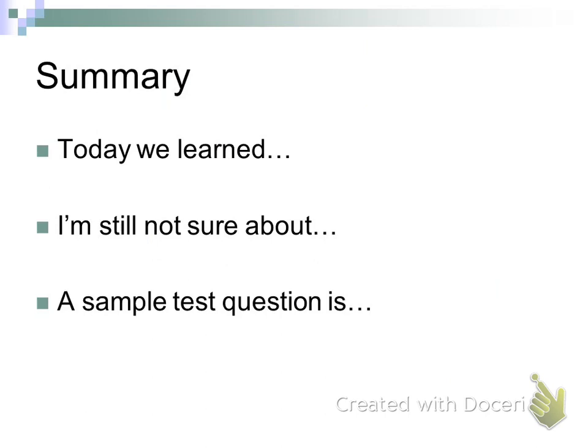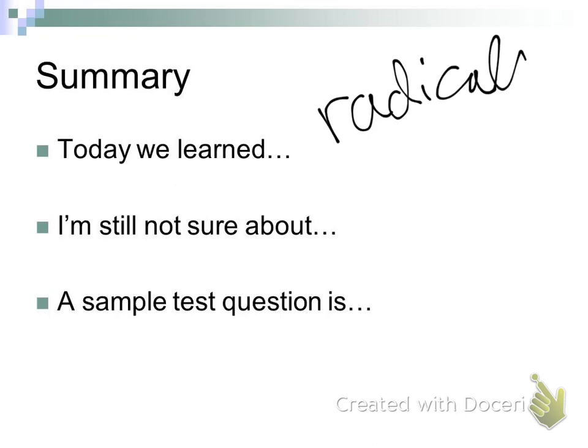Okay, what did we learn about today? Radicals. Specifically multiplying binomials and using conjugate multiplication. But again, we can shorten a little bit. Radicals or radical multiplication might be a better way.